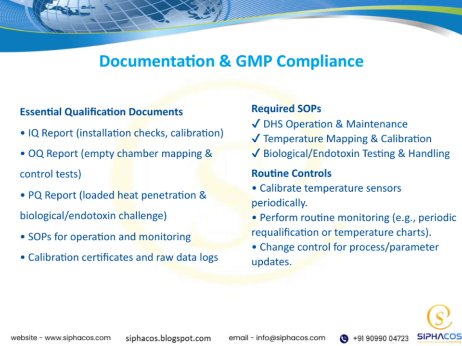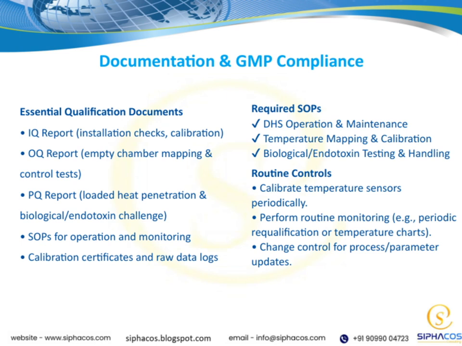Moving on to routine controls, it's important to regularly calibrate temperature sensors to keep our data accurate. Performing routine monitoring, such as periodic requalification or reviewing temperature charts, helps us verify that everything remains within specified limits. Additionally, implementing change control processes for process or parameter updates ensures that any modifications are carefully managed and documented.